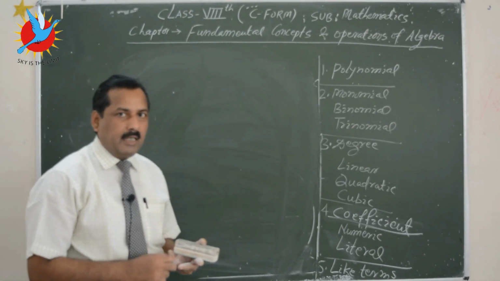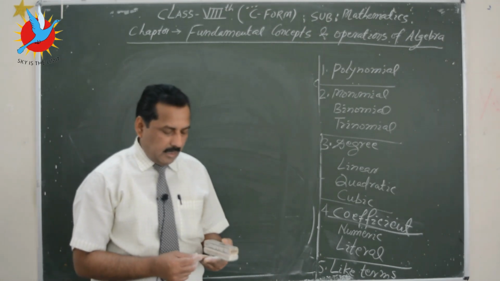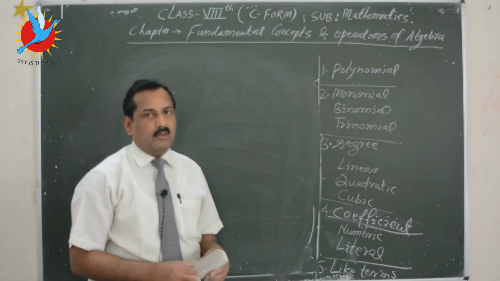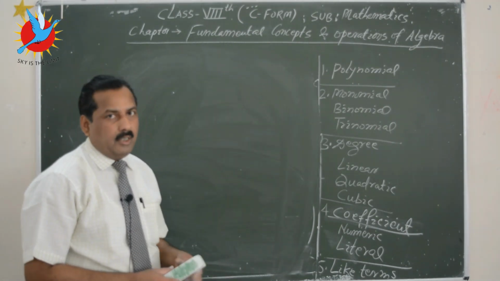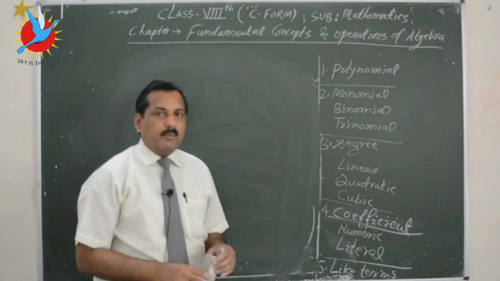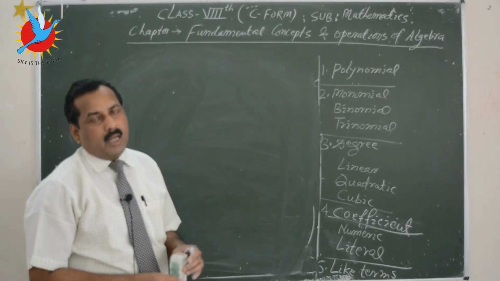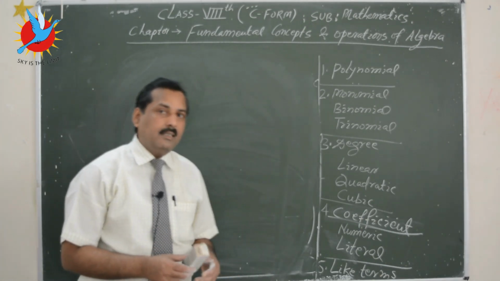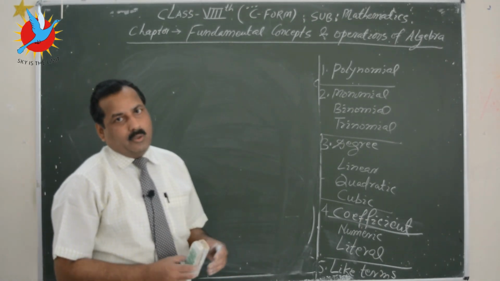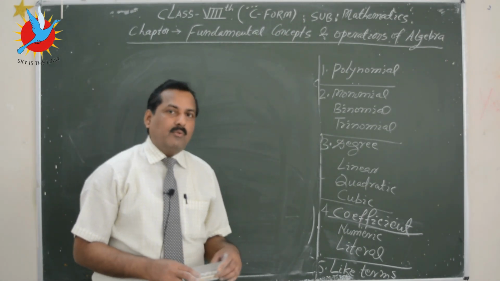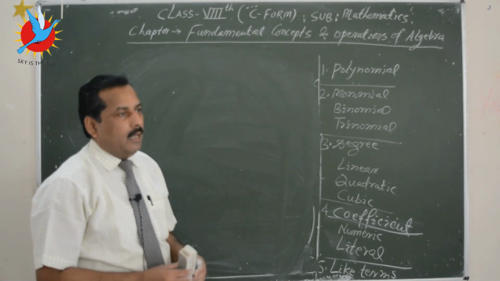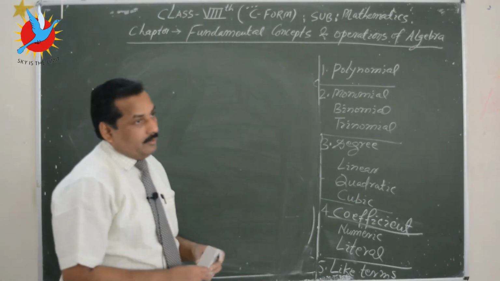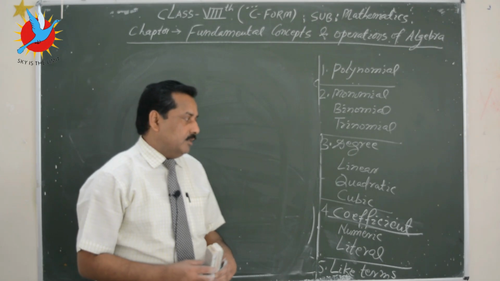We can identify variables, we can identify constants, then we can identify whether an algebraic expression is a polynomial or not. Then we can classify polynomials based on the number of terms, like monomial, binomial, trinomial, and further we can classify polynomials based on degree of the polynomial. So that may be linear, quadratic, cubic, and further higher degree polynomials. Degree may be 4, degree may be 5, there is no problem.